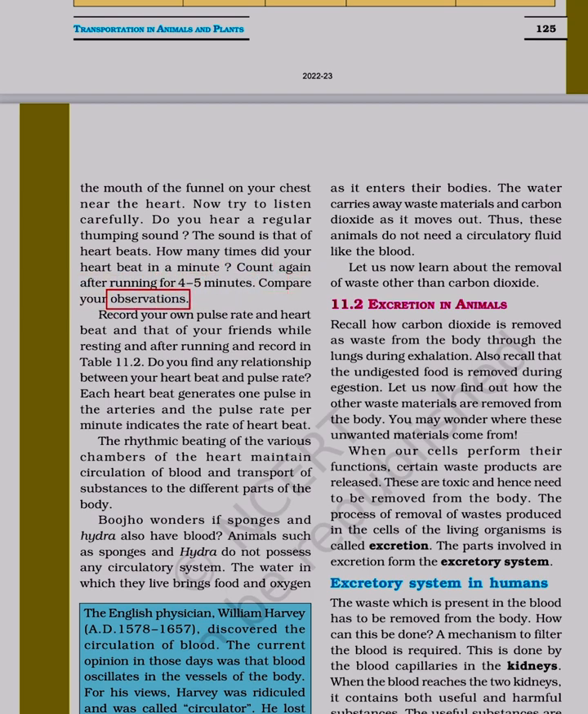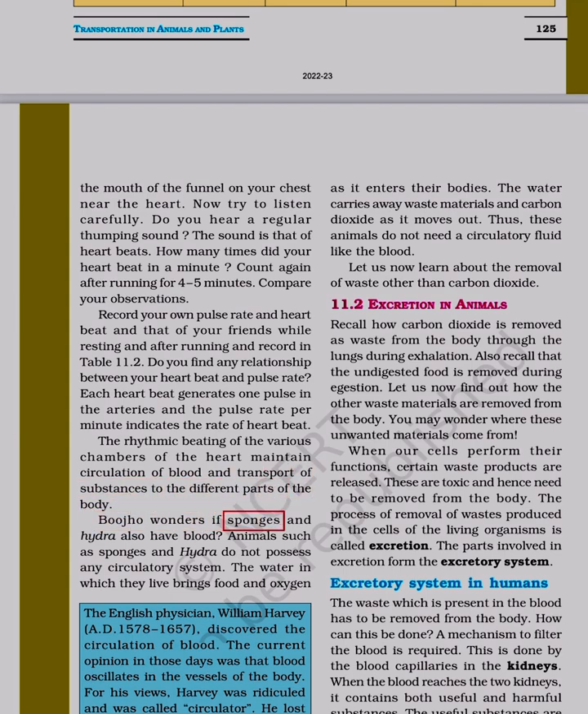Compare your observations. Record your own pulse rate and heartbeat and that of your friends while resting and after running and record in table 11.2. Do you find any relationship between your heartbeat and pulse rate? Each heartbeat generates one pulse in the arteries and the pulse rate per minute indicates the rate of heartbeat. The rhythmic beating of the various chambers of the heart maintain circulation of blood and transport of substances to the different parts of the body.